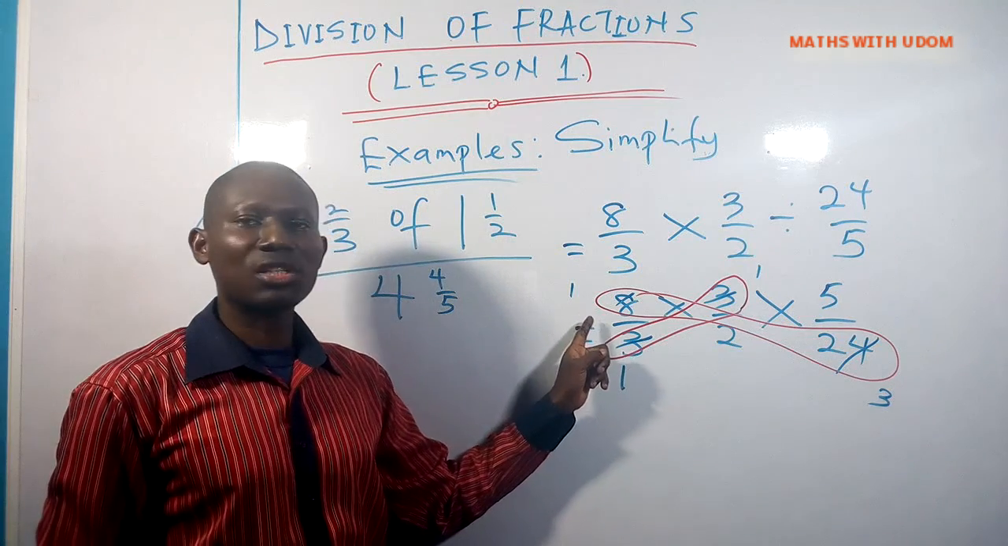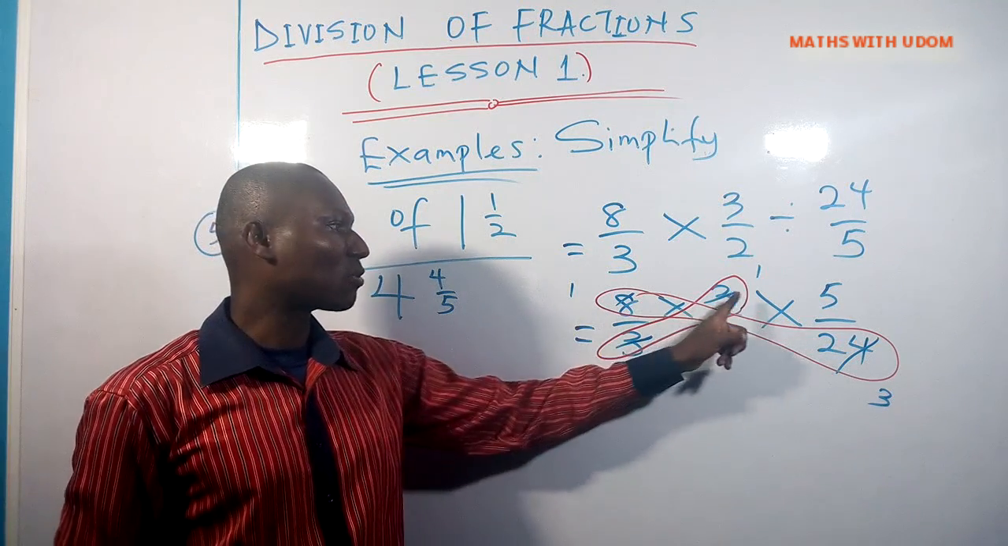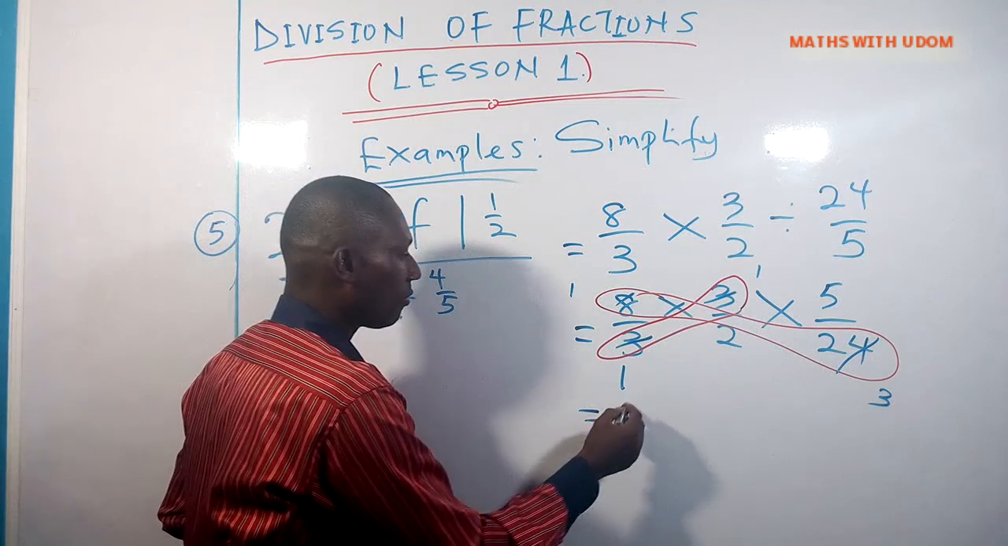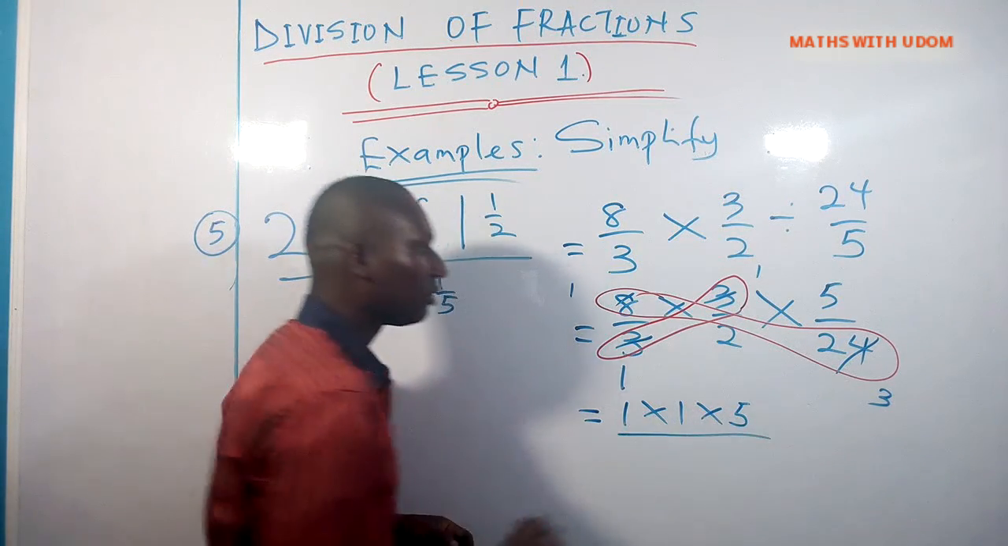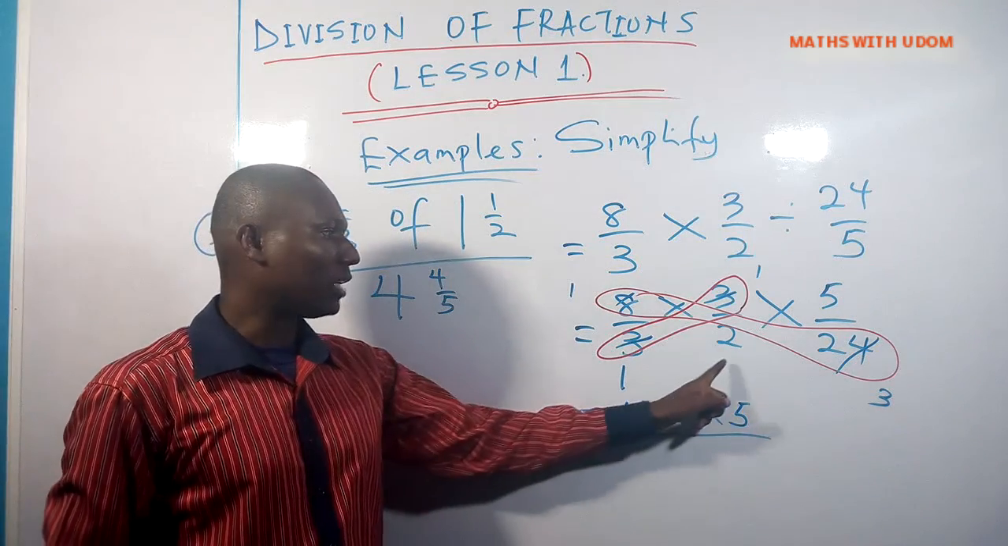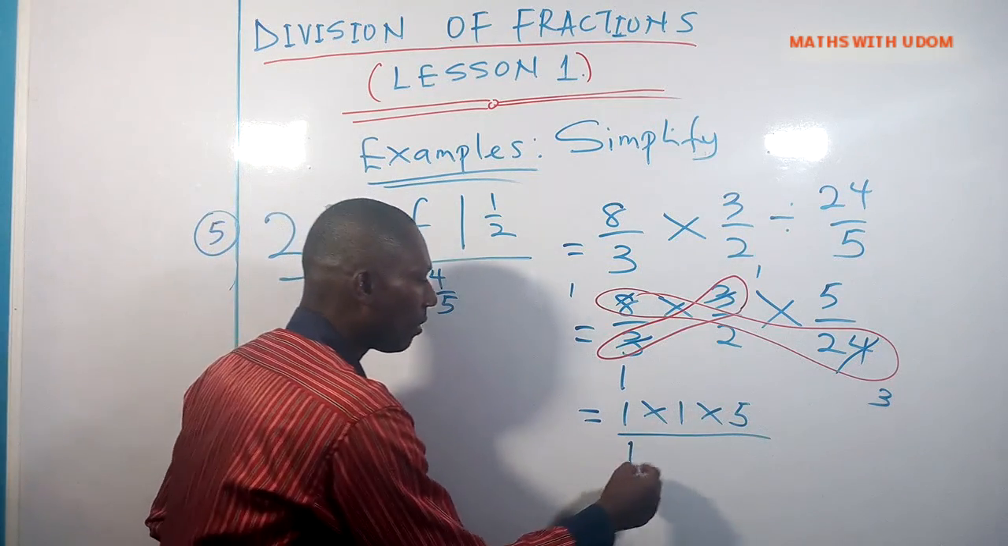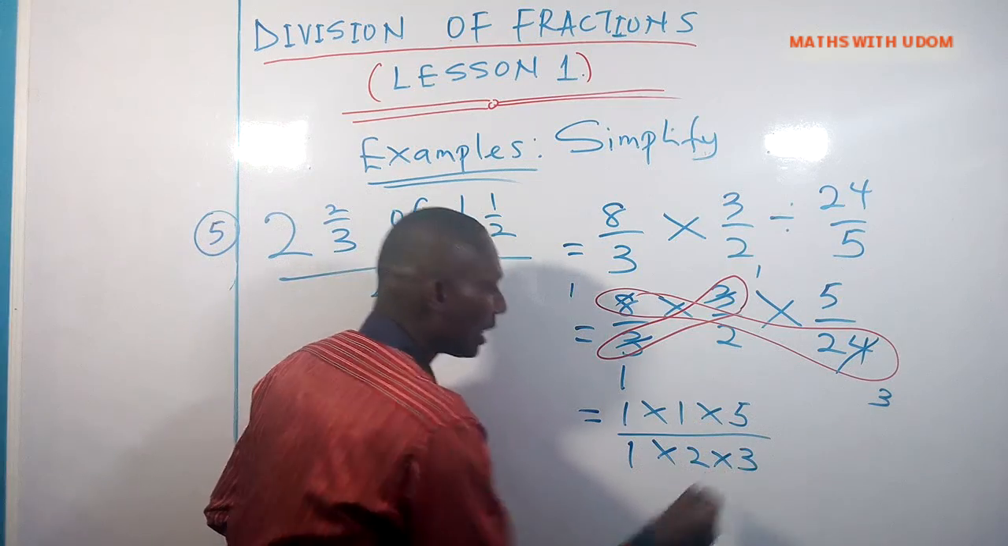So the next thing is for us to multiply all the numerators together, likewise all the denominators. So for the numerator, what is left? We have 1 times 1 times 5. And for the denominator, what do we have? 1 times 2 times 3.